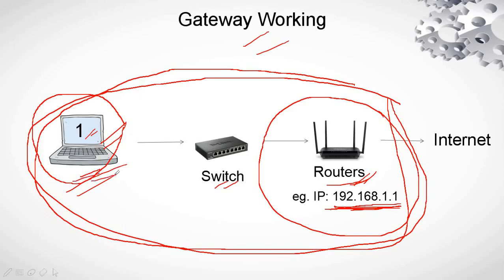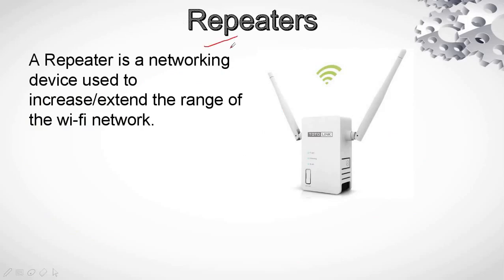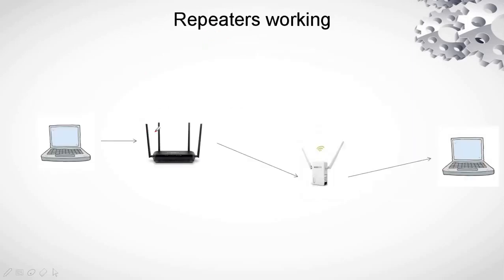All right. So up next we have repeaters. A repeater is a networking device used to increase or extend the range of a Wi-Fi network. Okay, so that's a basic explanation of what a repeater is. So let's have a look at how it works.